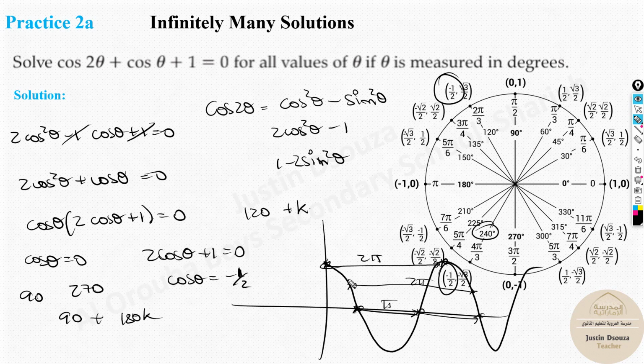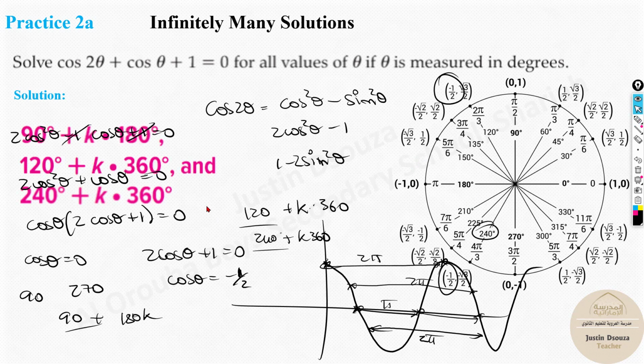Now where is this negative half? Negative half is somewhere over here, right? This repeats only after 2 pi, that is 360 degrees. So we can write 360, and this one, 240, is also after 360. So the answers are only three: 120, 240 and 90. These should be the final answers, not everything else.